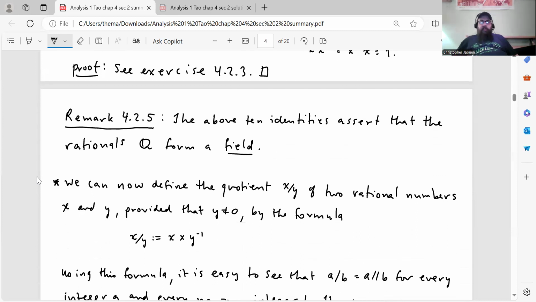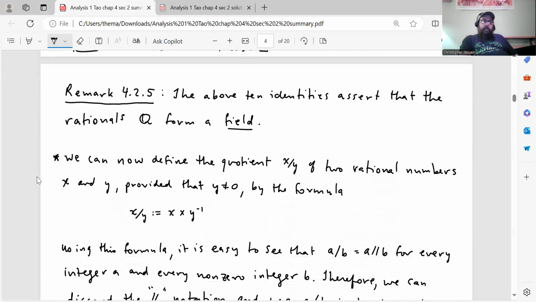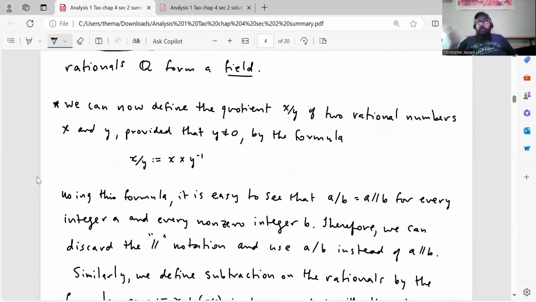Okay, remark 4.2.5. The above 10 identities assert that the rationals Q form a field. In fact, we'll see in a second, they actually form what's called an ordered field, but the axioms that we have here are for a field. If you remember, the integers formed a ring, in fact a commutative ring with identity. And actually, the integers form something called an integral domain, but he doesn't mention that here. And a field, we've actually talked about fields a little bit, I believe, in the beginning of Spivak's book. When we get to Spivak's book again and start constructing the real numbers, I think the first section in the epilogue is a quick section on fields. So we'll meet this algebraic structure again.